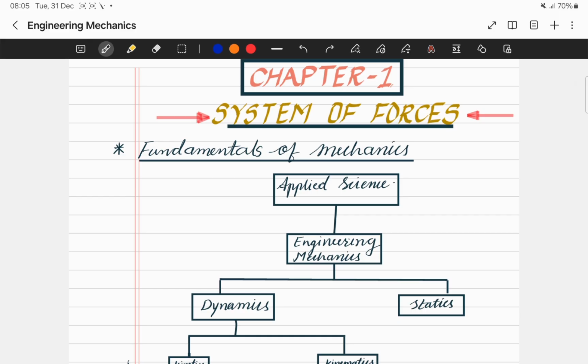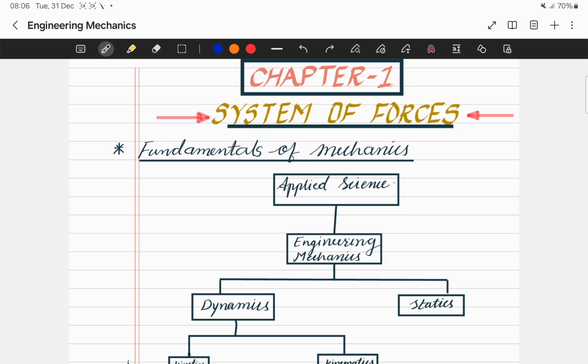So basically mechanics is a branch of applied science. When we consider applied science, there is chemistry, there is physics, mathematics, biology. All these are the sciences that we study. When these sciences are applied to our daily life, then it becomes applied science that is used for mankind. So that is nothing but applied science.